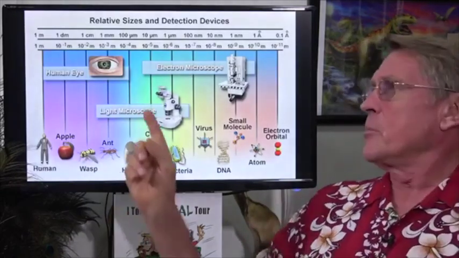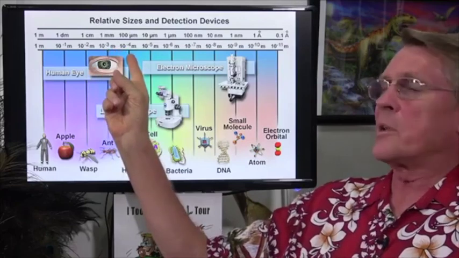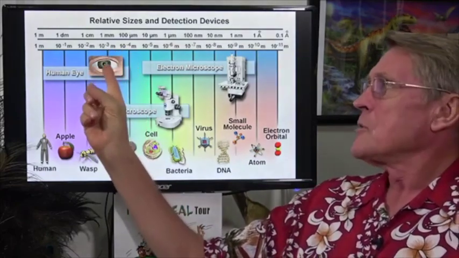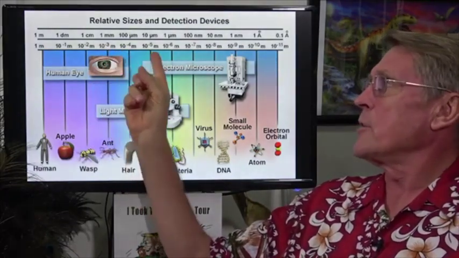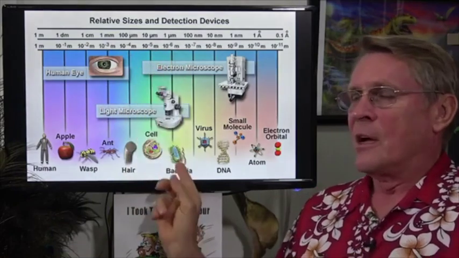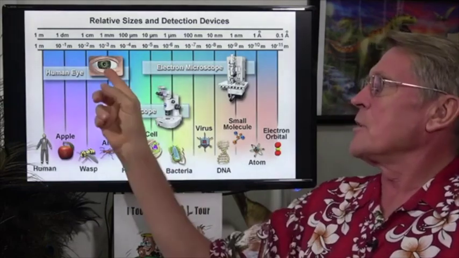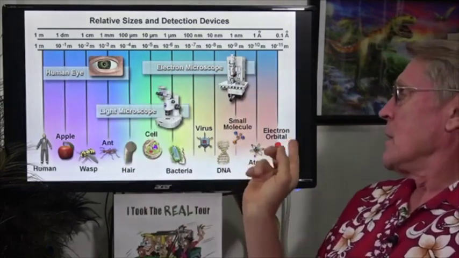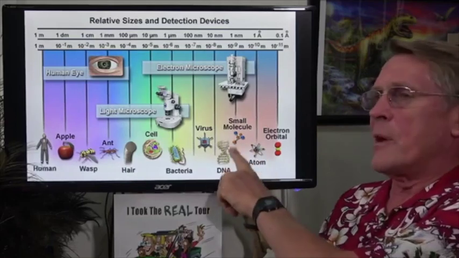Now, here's the human eye. Each of these lines is going down by a factor of 10. So it's 10 times smaller, 100 times smaller, 1,000 times smaller to get to a bacteria. A bacteria is 1,000 times smaller than your eye. You go all the way down here, electron orbital, atoms, small molecules.